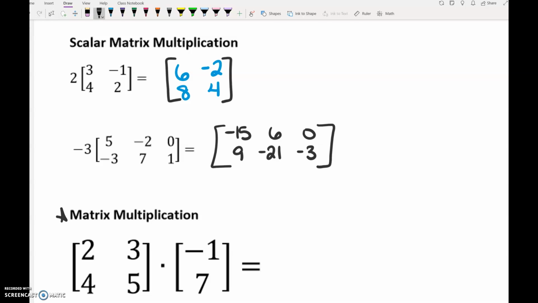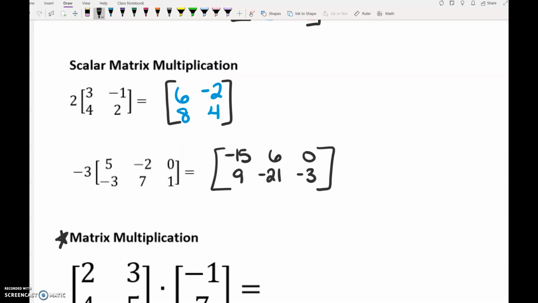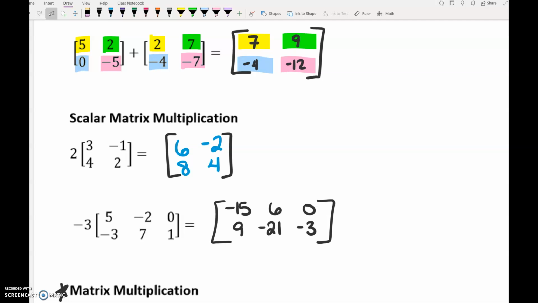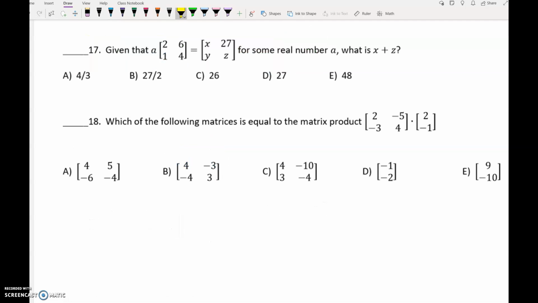We're going to skip over matrix multiplication for right now because I want to show you how they combine matrix addition and scalar multiplication on the actual ACT. Go to number 17. This is a question that I pulled directly out of an ACT test. Given that A times the matrix equals this second matrix for some real number A, what is X plus Z? So we need to find X, we need to find Z. What we know is A times 6 is going to give us 27.